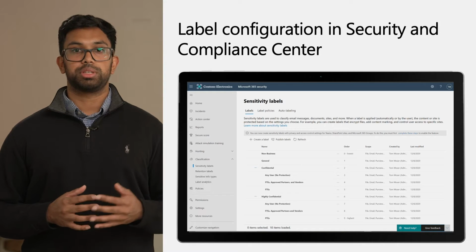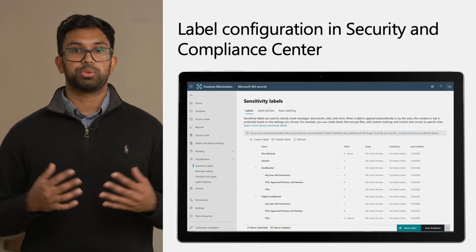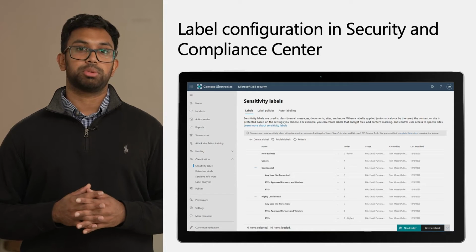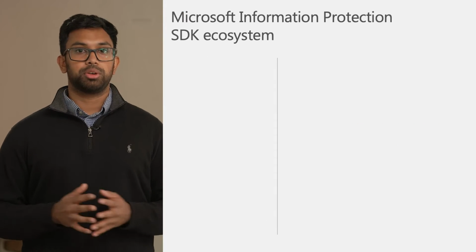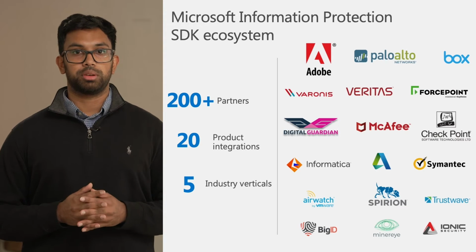As an example, you could set the different kinds of permissions, usage rights, as well as the scope of your different kinds of labels. Let's transition over to talking about the Microsoft Information Protection Software Development Kit, or the MIP SDK.